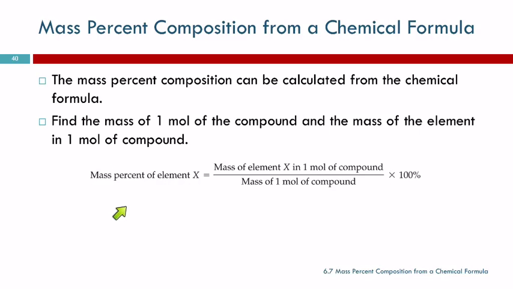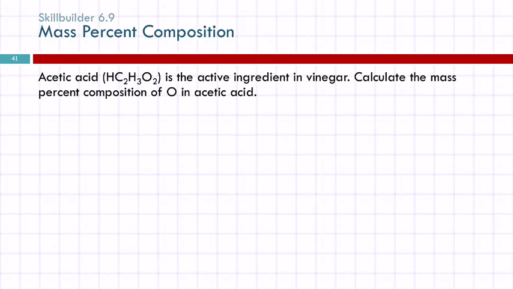So the mass percent of element X is the mass of element X in 1 mole of the compound divided by the mass of 1 mole of the compound times 100. The only reason that we're doing 1 mole is because it makes it simpler. You could choose some other amount, but choosing 1 mole makes it easy, because whatever element X is, we can just look at the periodic table and see what the mass of 1 mole is.